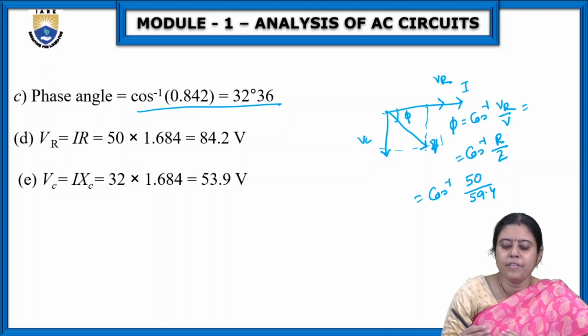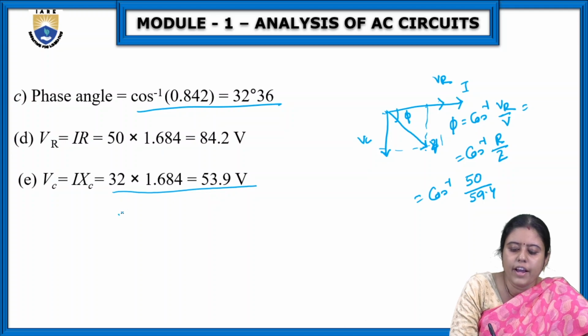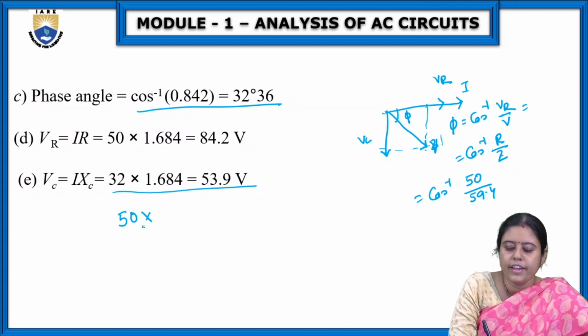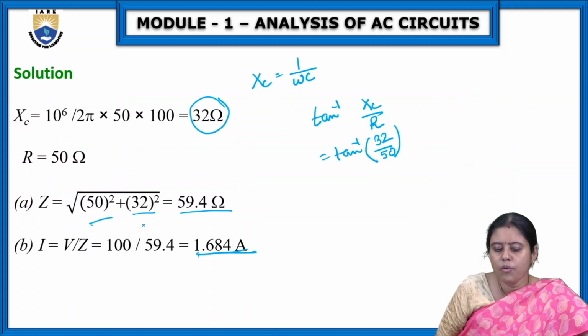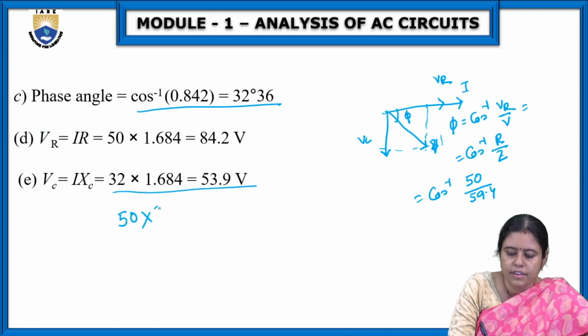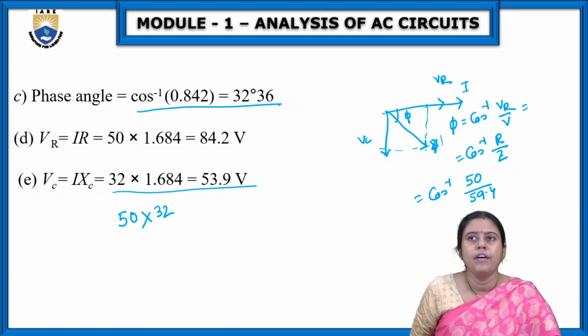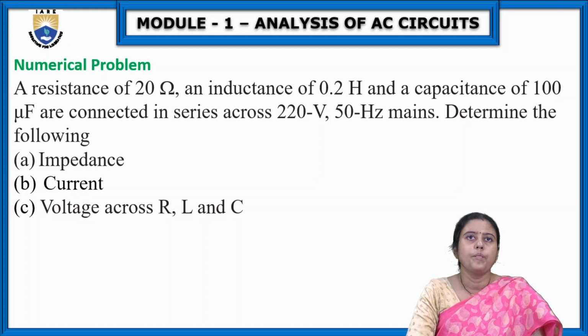You can also calculate it in a slightly different way: 50 into, what is XC? The XC value we got is 32. So this also works, but at some phase angle.